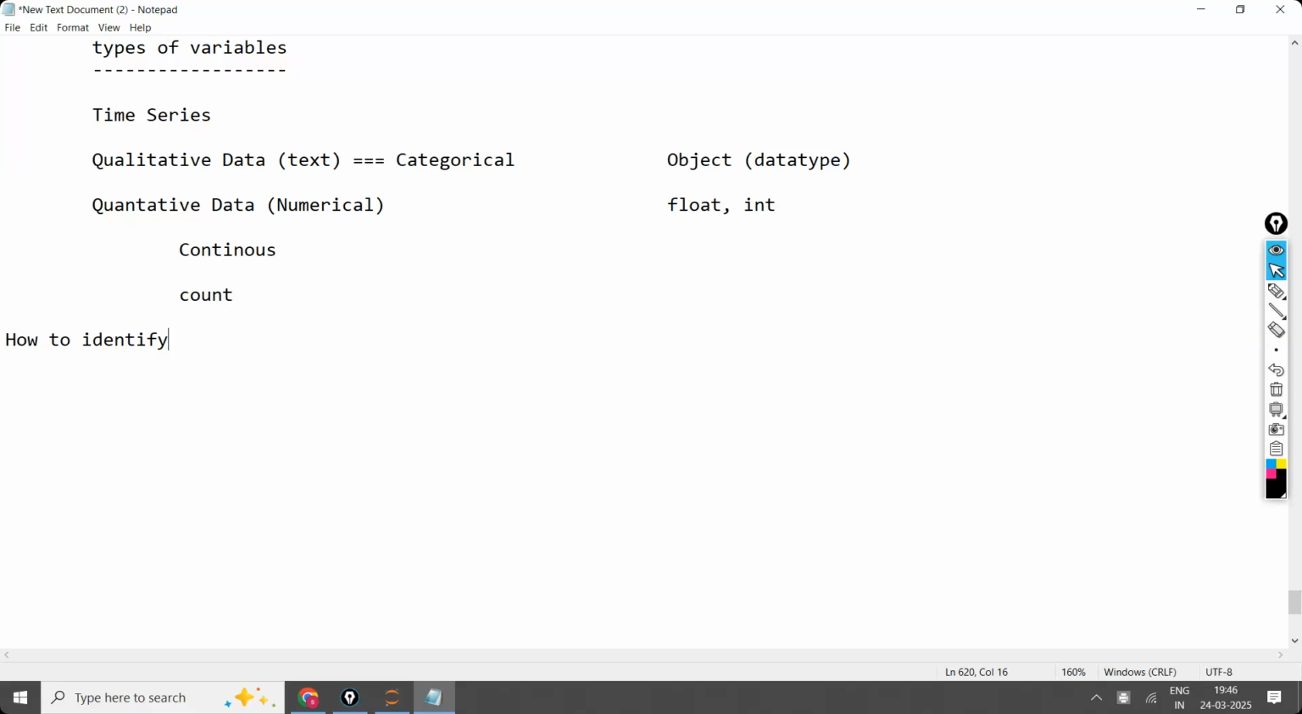Do you have the notes with you? Have you written that point? And the example also: continuous equals brackets with commas, and you have taken count also, like that. So in the data exploration stage only, we have to identify whether the variable is a continuous variable or a count variable.